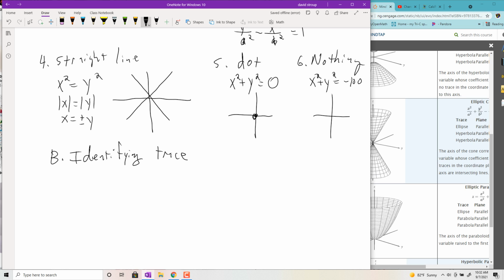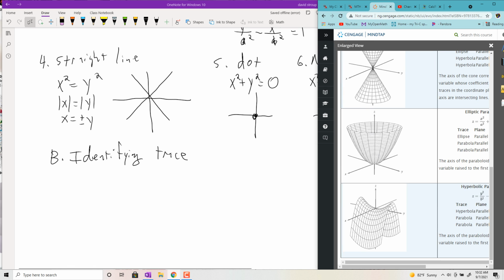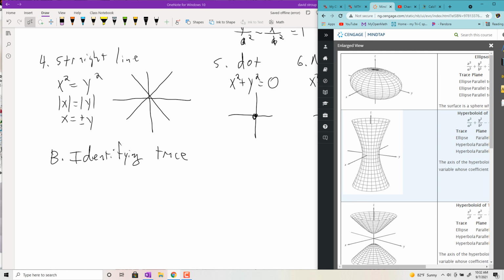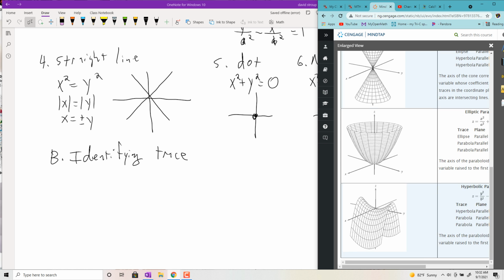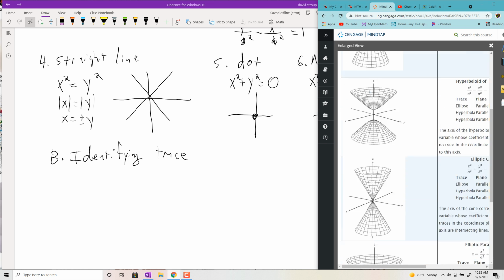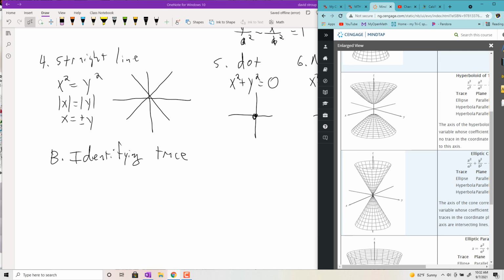Okay, so what you do is let one variable equal 0, identify the thing, and then go from there. And sometimes you can cheat a little bit. For example, the hyperbola of two sheets. If you identify that there's nothing in the middle there, you know it is that figure. Okay, there's no way around it. There's only one figure that doesn't have anything in the middle, and that's the hyperboloid of two sheets.